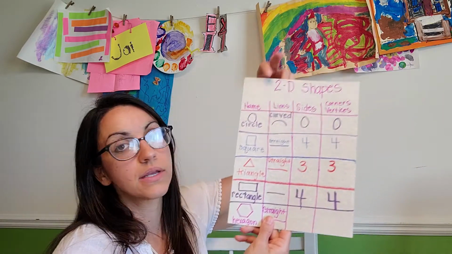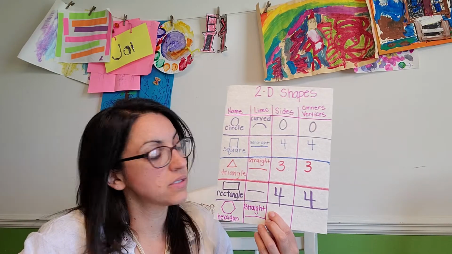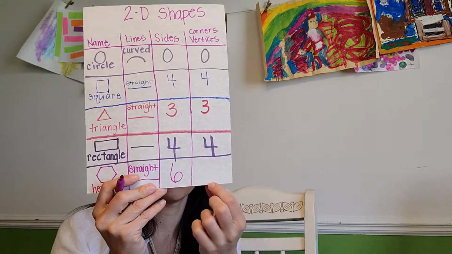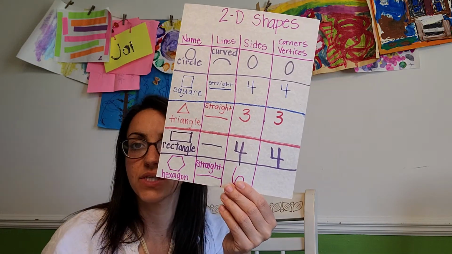Okay, all right, let's add our hexagon to our chart here. So I already filled in. We have a hexagon made out of straight lines. And do you remember how many sides? 6 sides, right? And we counted the vertices, 1, 2, 3, 4, 5, 6 vertices.